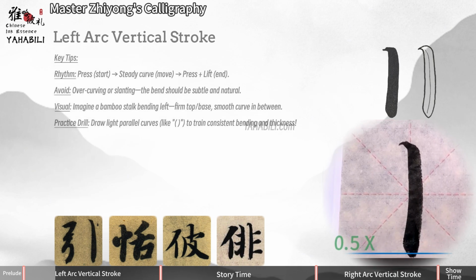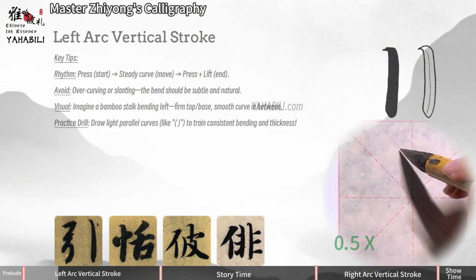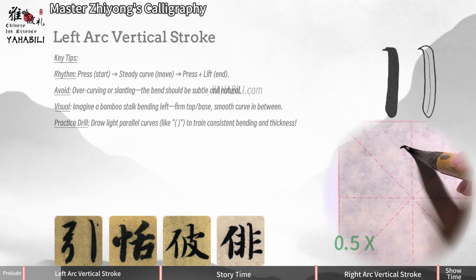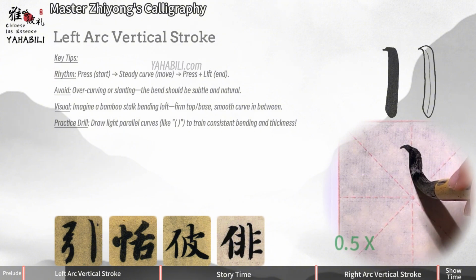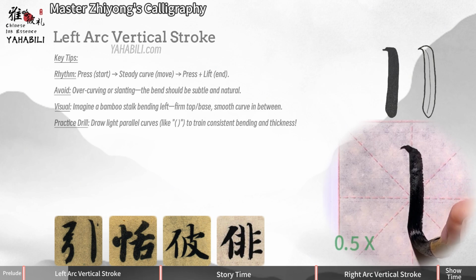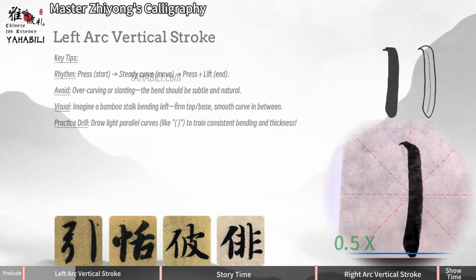Key tips. Rhythm: start, press. Move, steady curve. End, press plus lift. Avoid overcurving or slanting. The bend should be subtle and natural. Visual: imagine a bamboo stalk bending left, firm top and base, smooth curve in between. Practice drill: draw light parallel curves like brackets to train consistent bending and thickness.